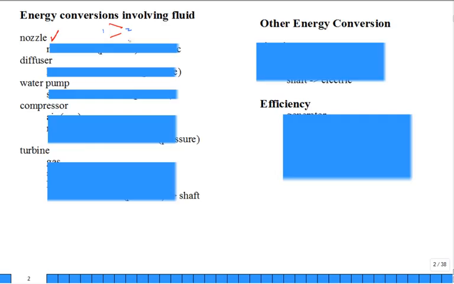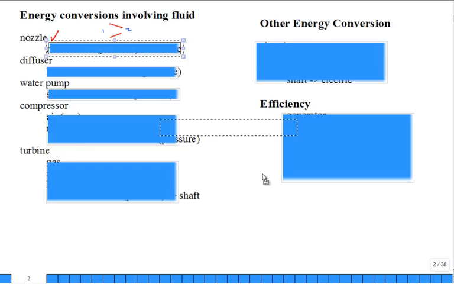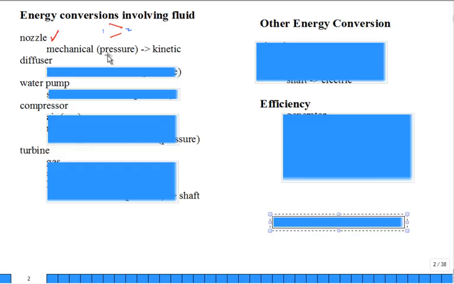So basically, the nozzle is a device that converts between two forms of energy. It decreases pressure and increases speed, which is an increase in kinetic energy. So you can say the nozzle really takes that pressure, which is a form of mechanical energy, and converts it to kinetic energy. That's what the nozzle does.